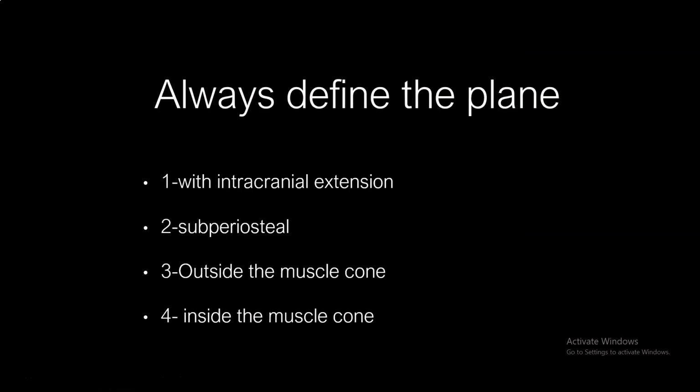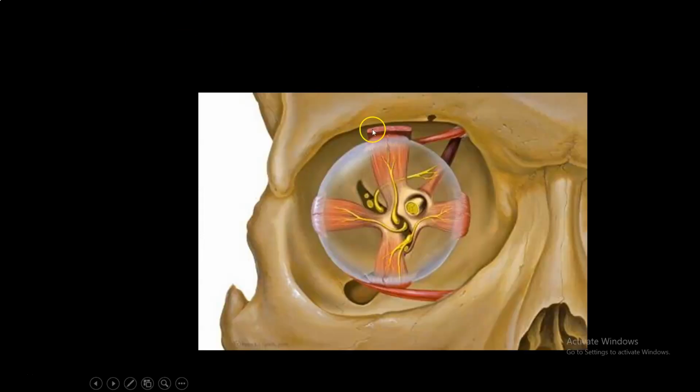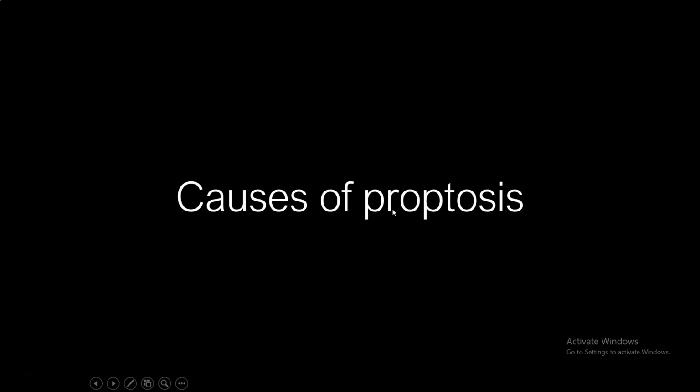Always define a plane. When you're doing your surgery, you have to define preoperatively where is the tumor. Is it subperiosteal, having intracranial extension? Is it outside the muscle cone or inside the muscle cone? And this imaginary line shows the muscle cone. The space is outside, this is inside the muscle cone.